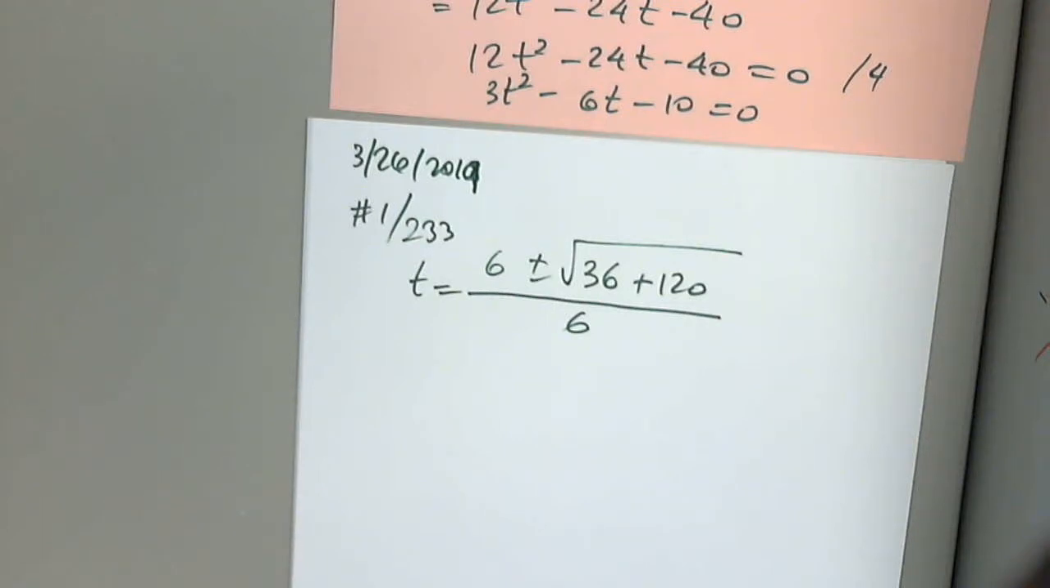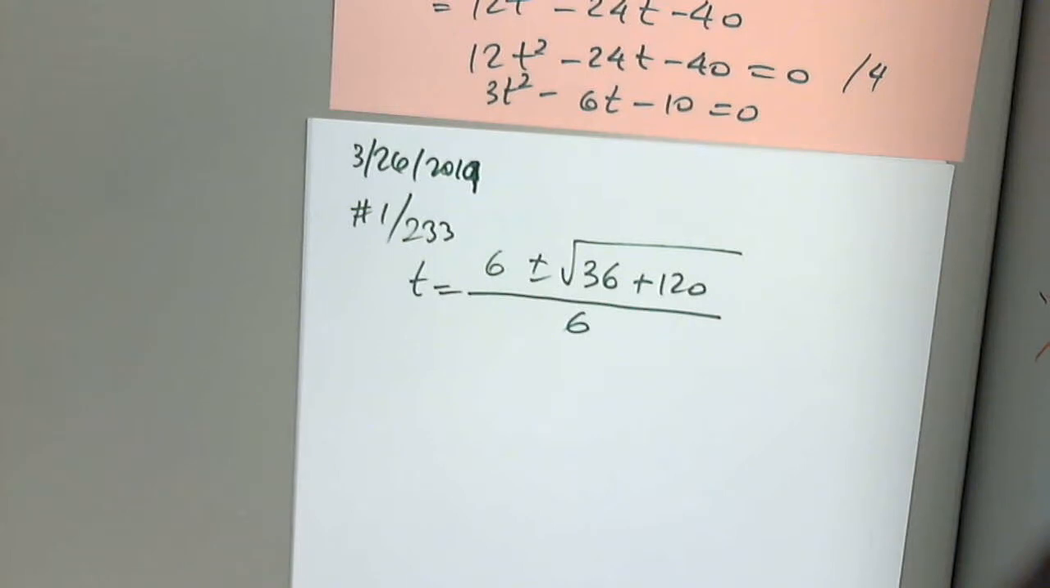And parentheses for the top, I have 6 plus the square root. I will put parentheses. So 36 plus, oh, I can add that. So it's, what is it, 156? And divide by 6. 156, yeah.